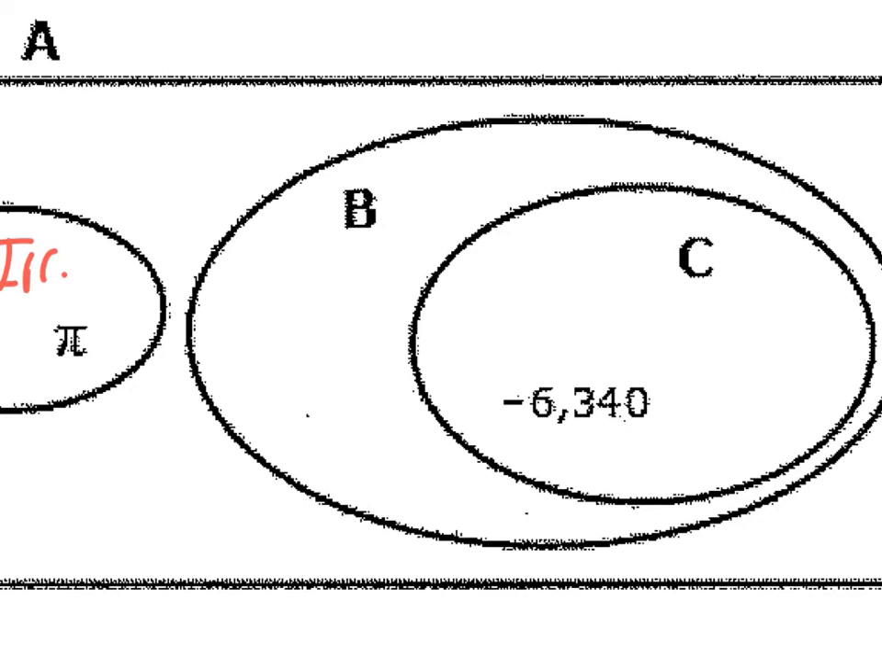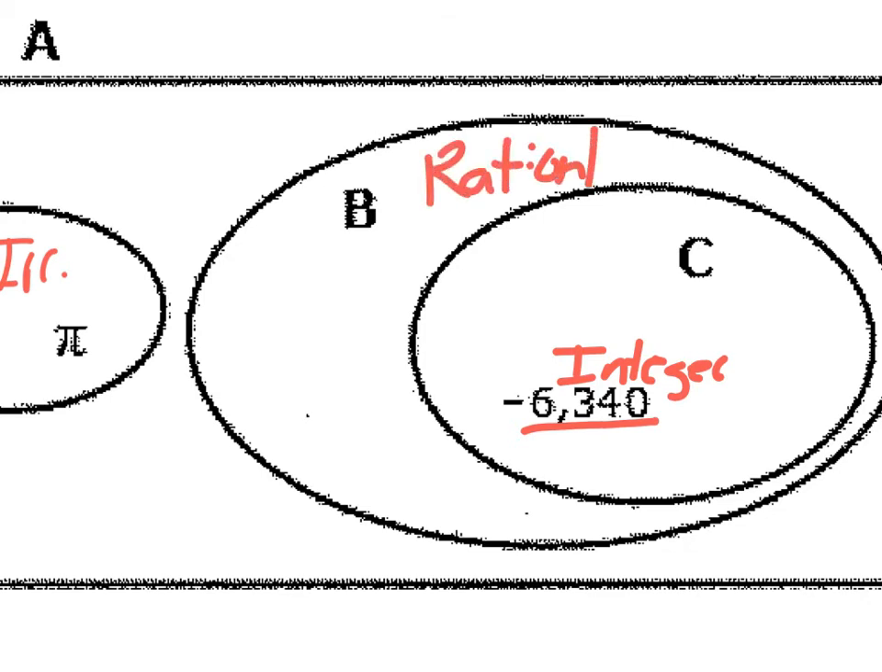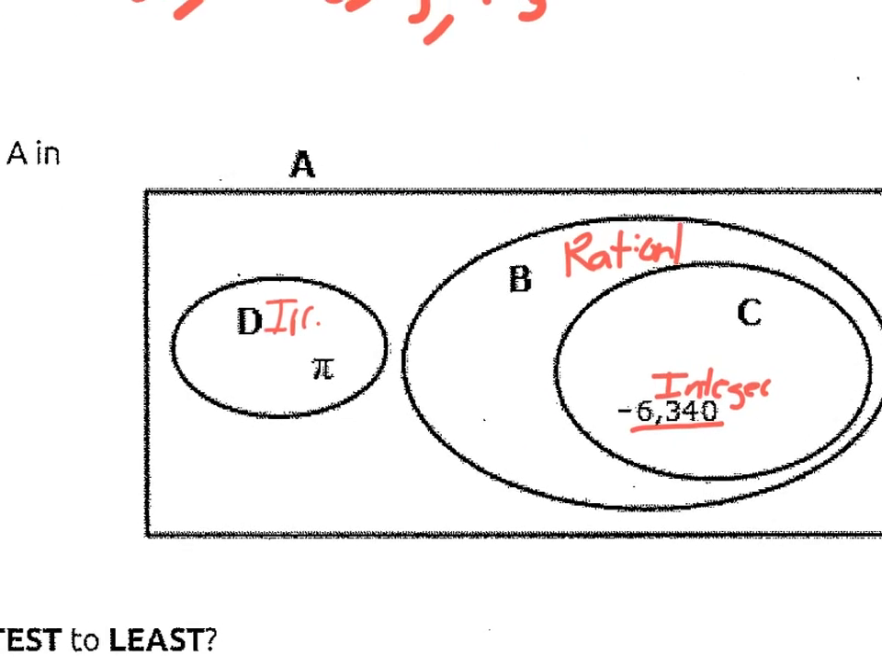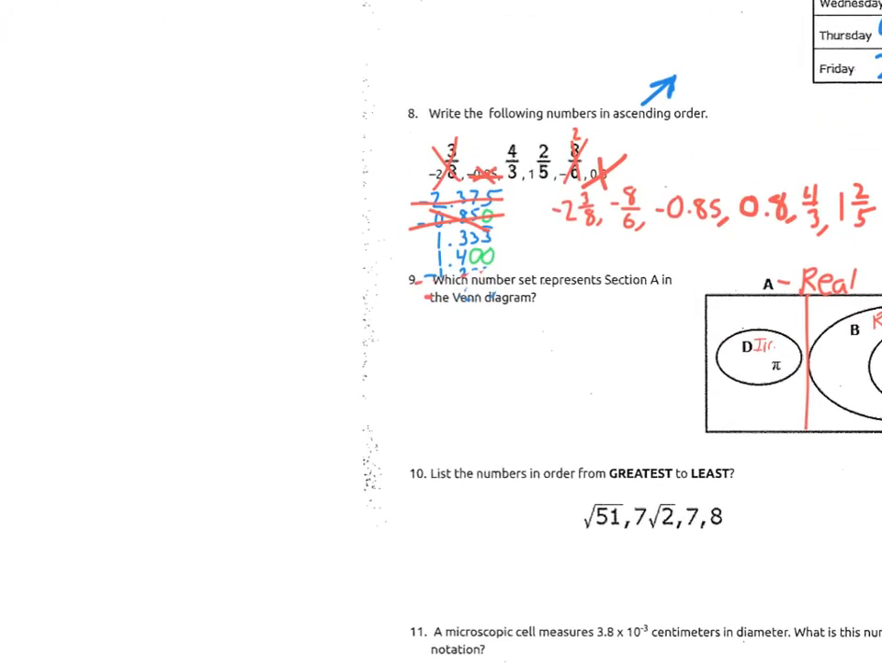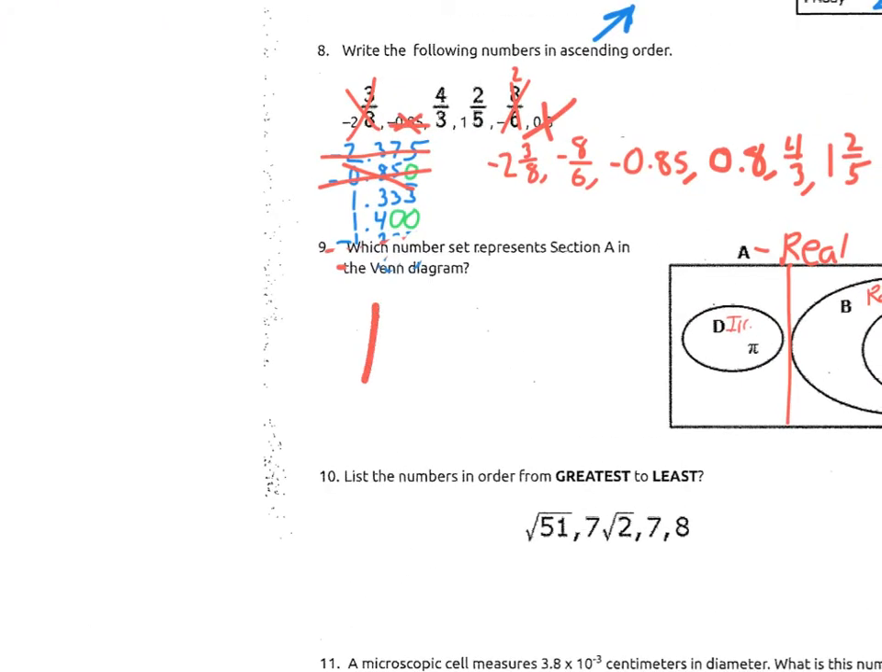Let's see, this is an integer because it doesn't have any parts. And I know the integers are inside of the rational part. So this is kind of backwards from our normal chart. If I've got rational over here and integers and I've got irrational over here, that means it's usually divided up like this and they've got it flip-flopped on us, which means that A is just our real number system. So that one wasn't too bad. Section A is real. It's everything.